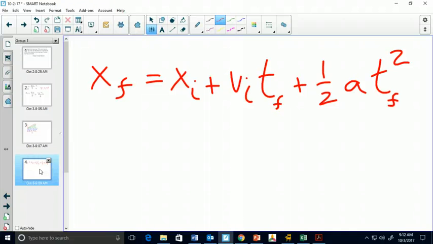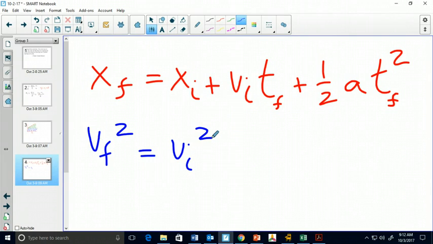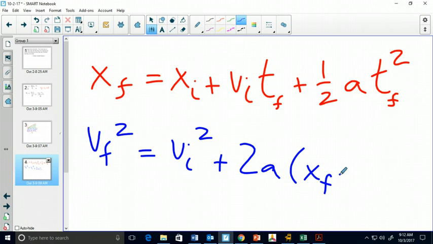Now, Joyce is bringing up a good point here. What if I want to know about velocity? Notice there's no real velocity here other than just that initial velocity, right? But what if I don't want to know displacement? What if I want to know velocity? Well, then I can solve this out. And again, they show you on page 71 how to make that change, to solve it for velocity. And you end up with this equation, where you end up with Vf squared equals Vi squared plus 2a xf.